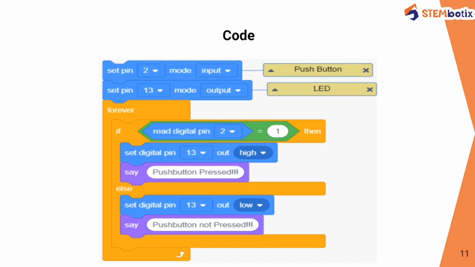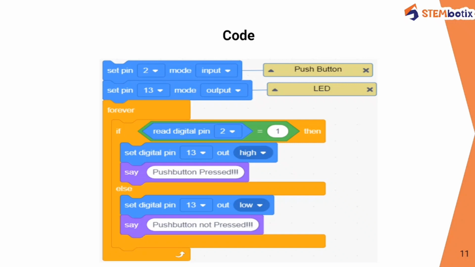When the push button is pressed, the microcontroller receives 1, and when the push button is not pressed, the microcontroller receives 0. So we can operate on one logic: when pin number 2 is 1, then pin number 13 will be high, and in the serial monitor the push button pressed message will be seen. In the other condition, when the push button remains unpressed, the LED will not glow.